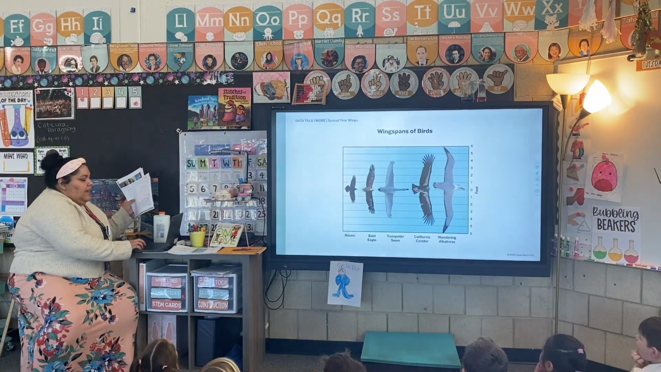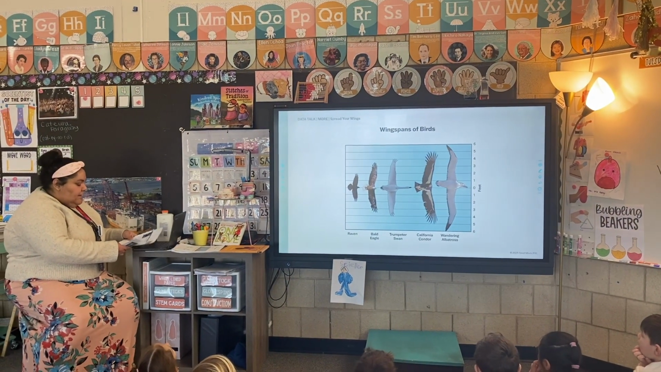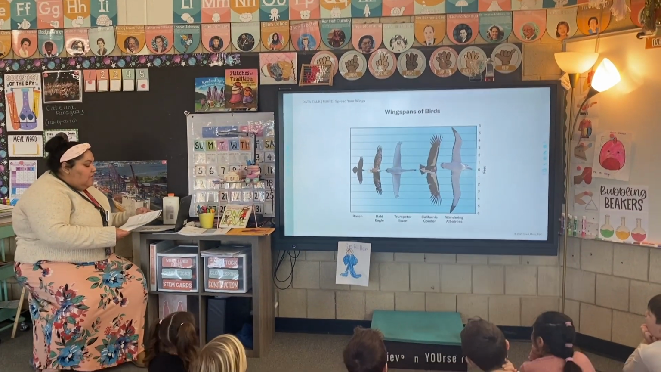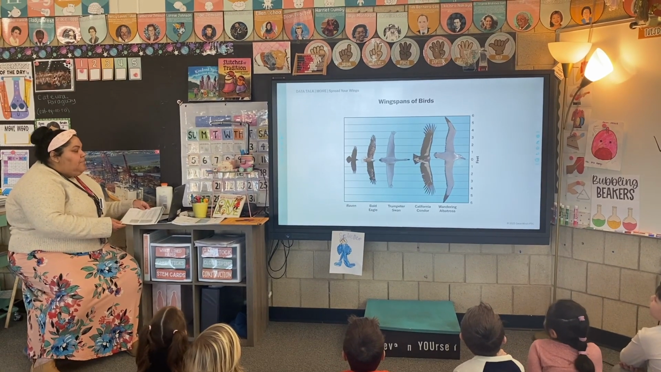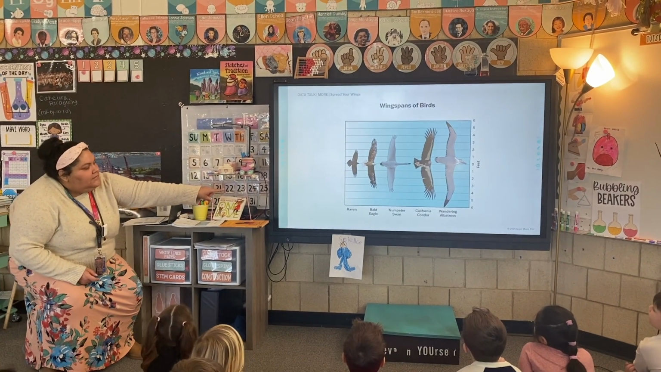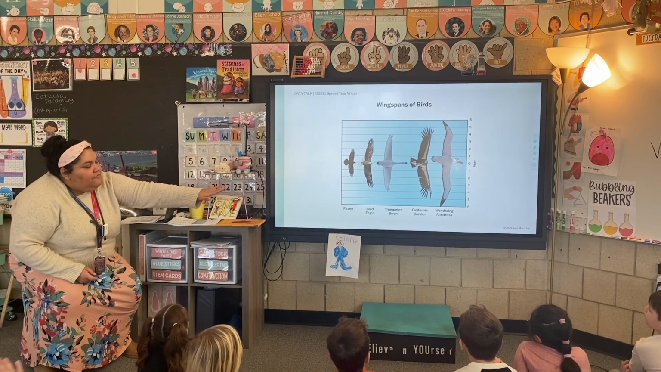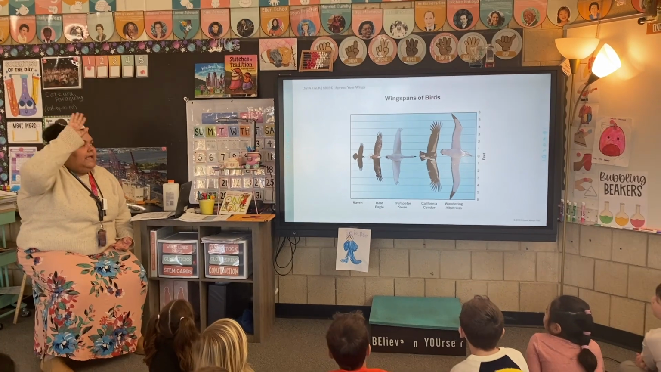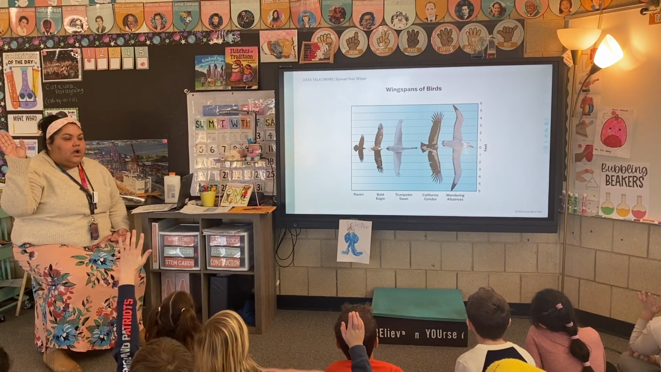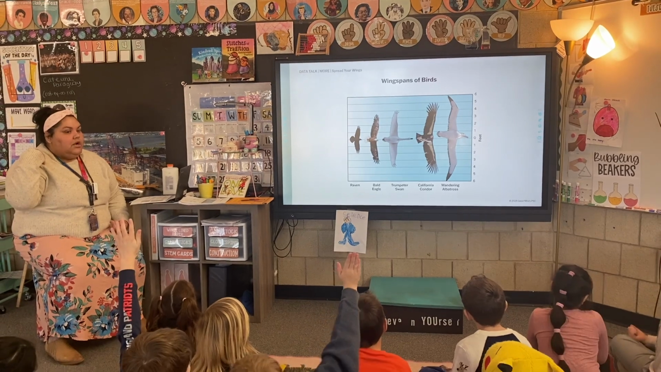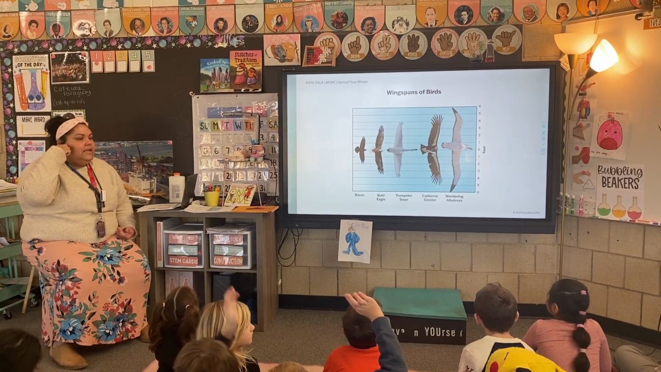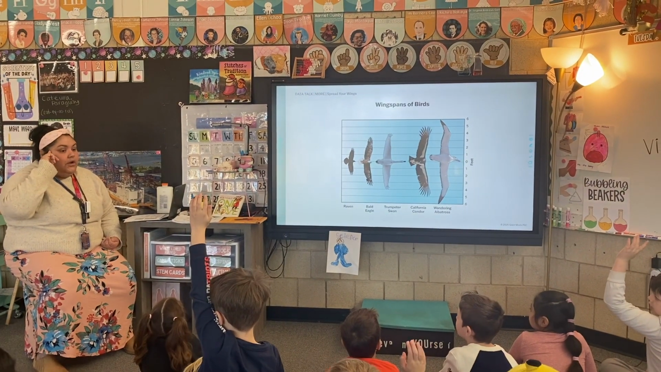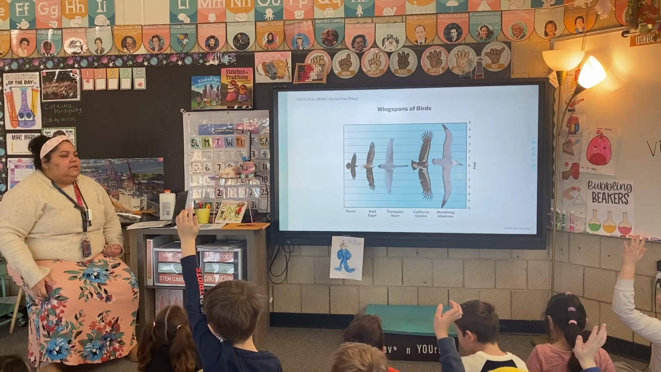So let me come back here. Here is our data, and the title of the graph is Wingspans of Birds. And on the bottom it says raven, bald eagle, trumpeter swan, California condor, and wandering albatross. With a nice quiet hand, if you notice something about this chart or you wonder something about this chart. I see 4 immediately nice quiet hands, so those are the friends I'm going to call on first. If you have something else that you want to share or they make you think of something, you can also raise a nice quiet hand.